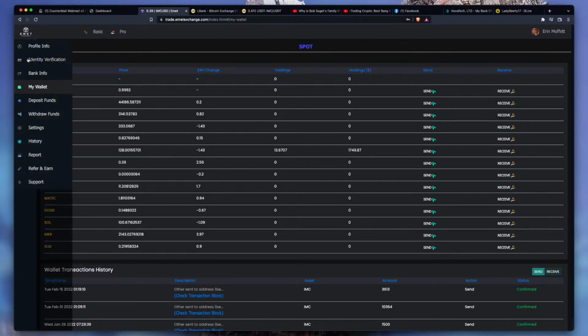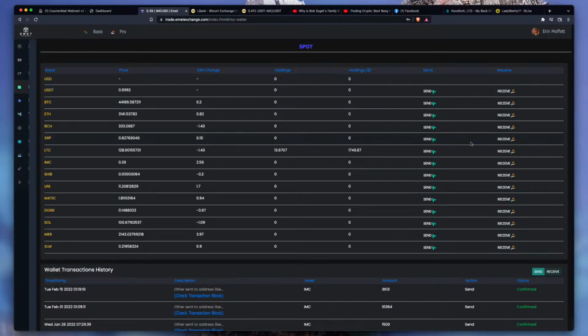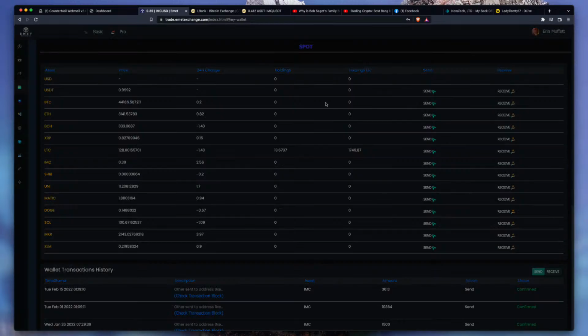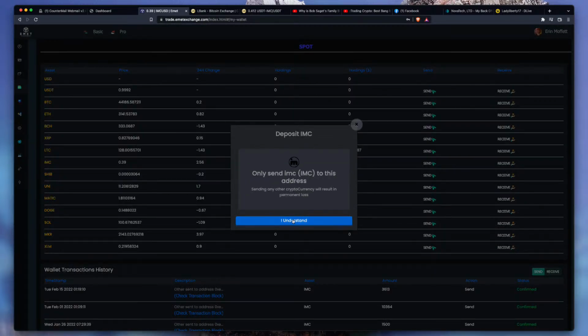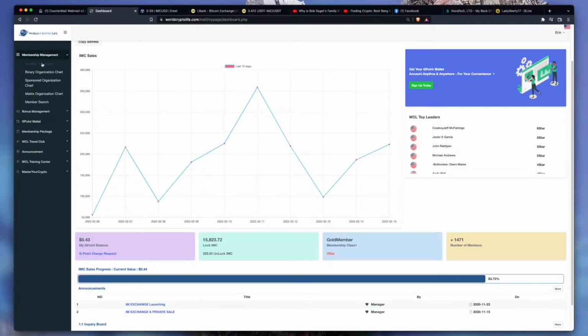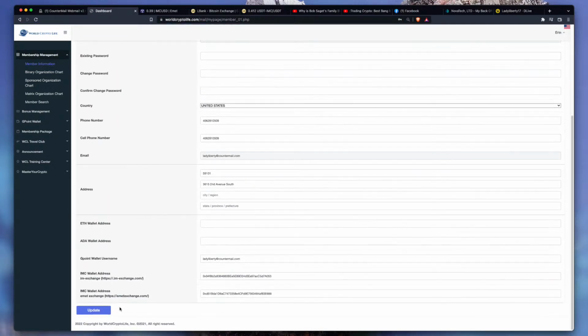You do your profile and identity verification. You click receive. Okay, you get the address. You put it in membership management, under membership information, where it says put in your eMet address down at the bottom. You save that information. You go to GPoint Wallet. You unlock your IMC and you send to that address.